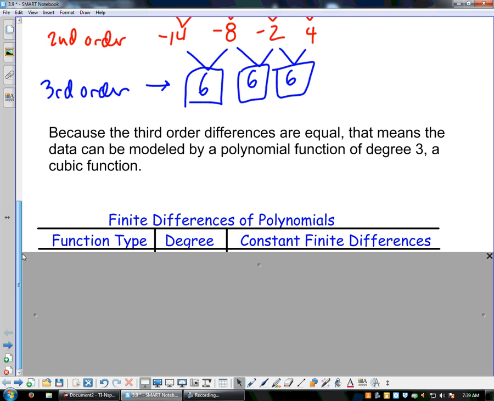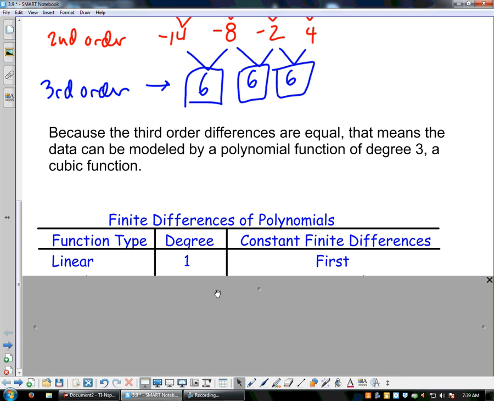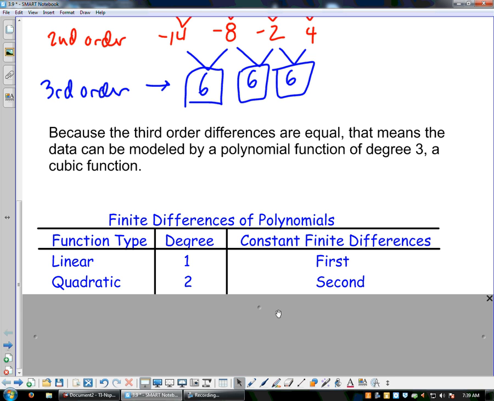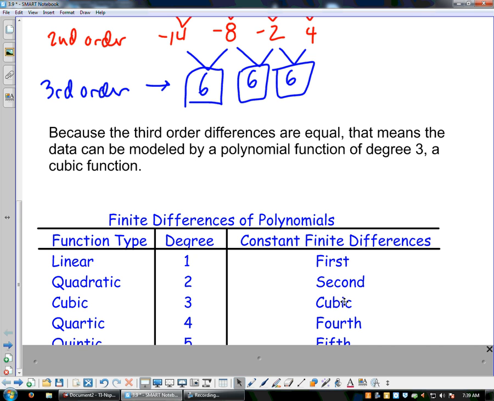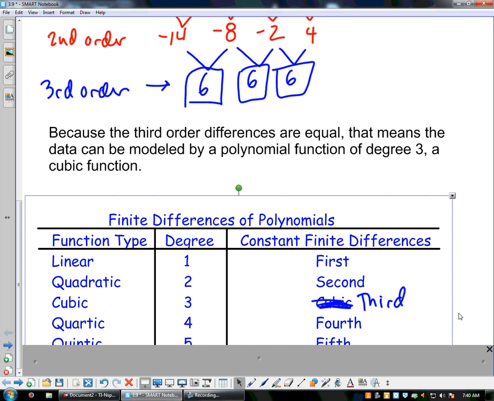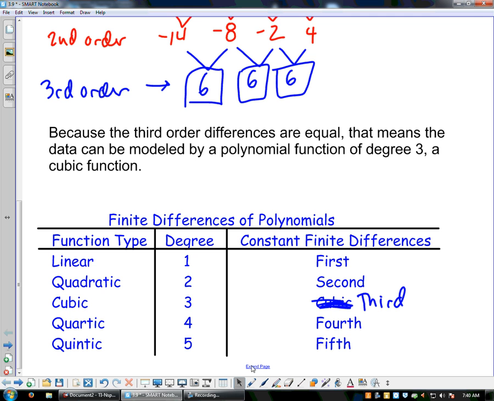Just a little recall here, finite differences of polynomials. If the function is linear, that would be degree 1, and the first order differences would be constant. If it's quadratic, that's degree 2, and the second order differences would be equal. If it's cubic, that's degree 3, then the third order differences would be equal. I think this is supposed to say third. My apologies. If it's quartic, that's degree 4, the fourth order differences would be equal. And if it was quintic, that's degree 5, the fifth order differences would be equal.